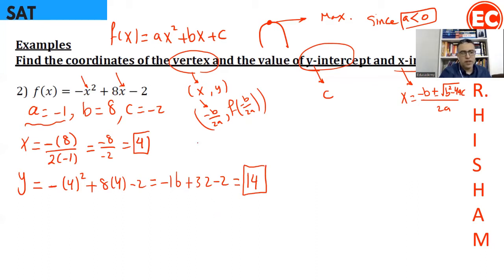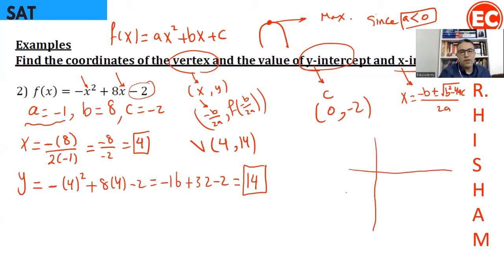So I know now that the vertex of this curve is (4, 14). The y-intercept is (0, negative 2), the value of c. If you want to do a small sketch of this function, you will find 4: 1, 2, 3, 4, and 14 is up there, and the point negative 2 is here. So approximately the curve is like this. In the sketch, it's not passing through the origin, okay? So here are x1 and x2.